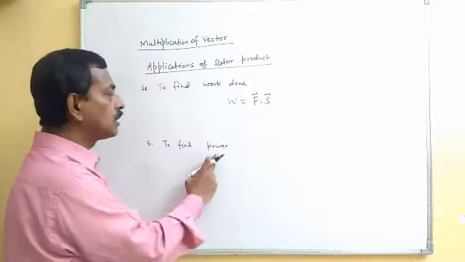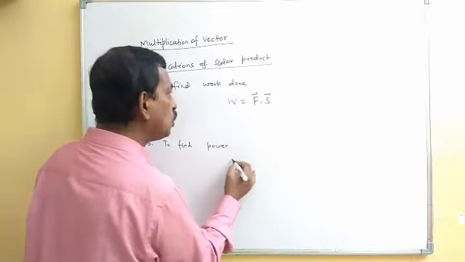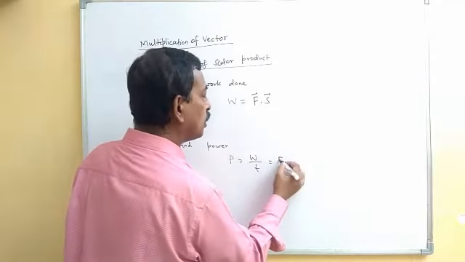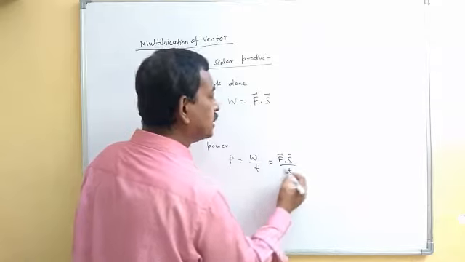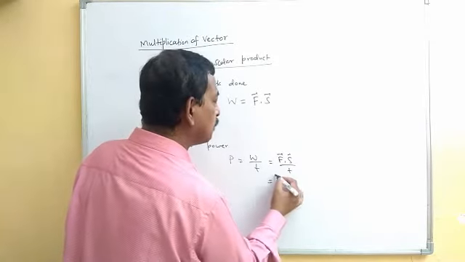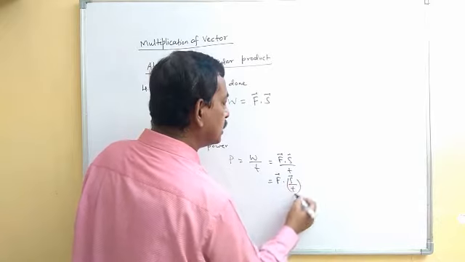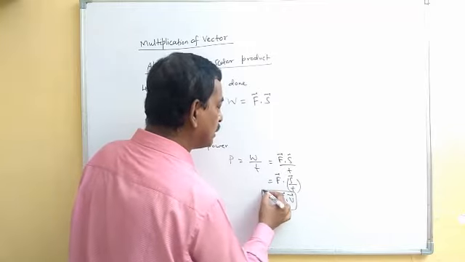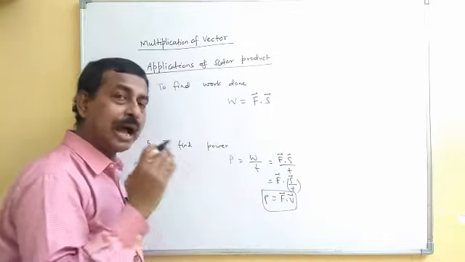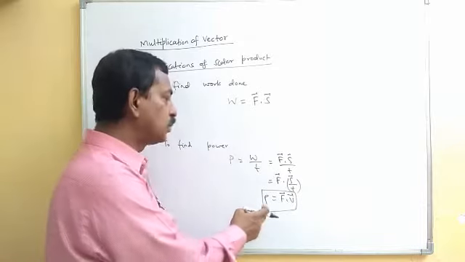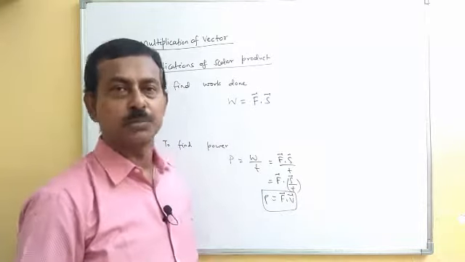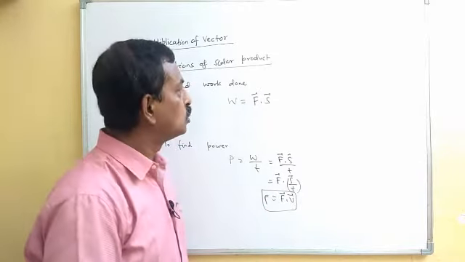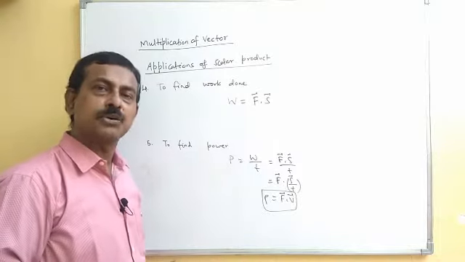Similarly, if it is asked to find power, you know that this is work done by time. So this will be F dot S divided by T. And this term, S by T, this is your velocity term. So if force and the velocity of the body are given, you can easily find power by taking their dot product. So it will be the dot product of force and velocity. So these are applications of a scalar product of vectors.